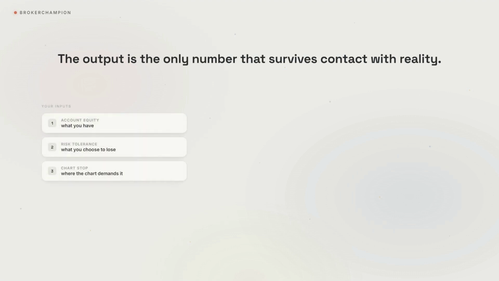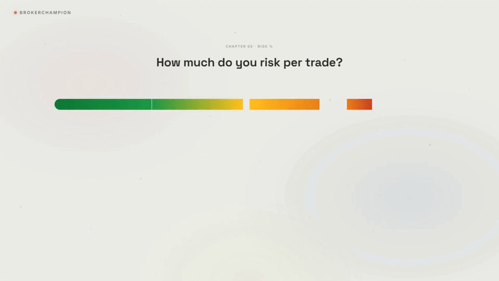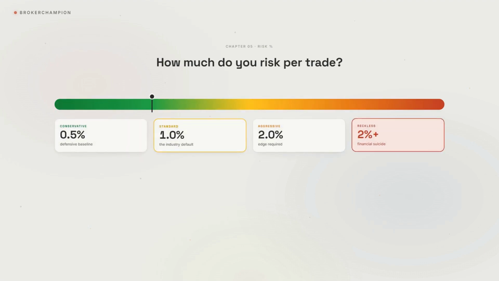Notice what just happened. The lot size wasn't chosen, it was calculated. The inputs were your account, your risk tolerance, and where the chart says the stop has to go. The output is the only number that survives contact with reality. Which risk percentage? 0.5% is conservative, 1% is the standard, 2% is aggressive. Above 2% per trade is, statistically, financial suicide.